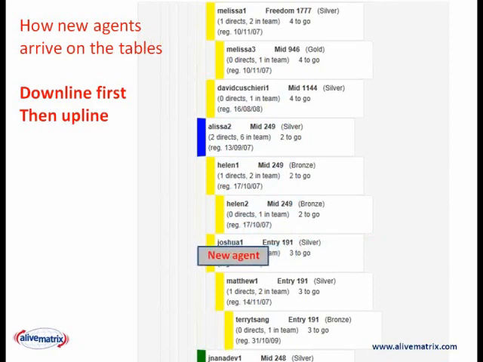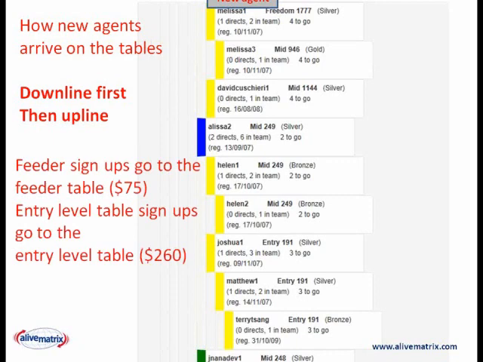So what happens? The computer will take this new referral to the upline. Then what happens now? The next upline is on the mid-level table, not on the entry-level table. The next one is on the Freedom table. So the computer will keep searching up the upline until it finds someone on the entry-level table or on the feeder table if this new agent paid only $75 for the e-store registration. So remember, feeder sign-ups go to the feeder table and entry-level sign-ups go to the entry-level table.